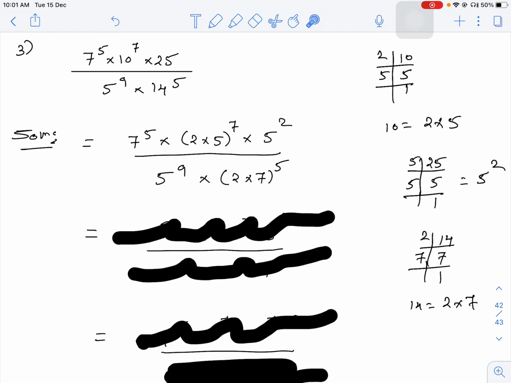Now we have a rule. What rule do we have? So I'm just writing that rule over here. Suppose a into b raised to m can be written as a raised to m multiplied by b raised to m. That is, if two numbers are multiplying and having the same power, then we can give that power to each individual number. Then by using this rule, we get in the next step.